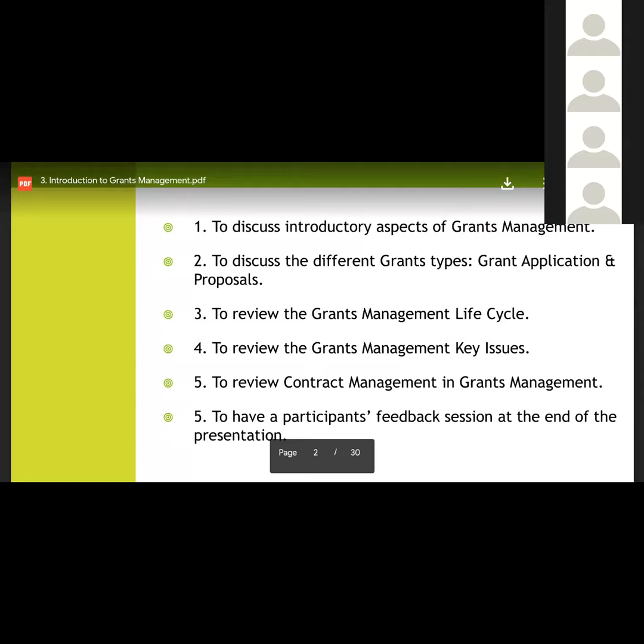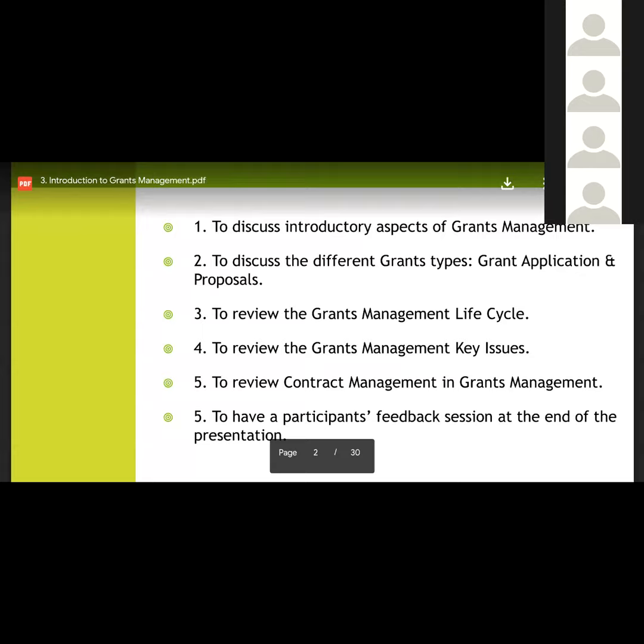So the next thing will be to review the grant management life cycle. That is, to make sure we understand what some of the critical phases in the grant management life cycle are. Then again, we will look at some key issues in grant management. So we'll review some of the issues that come up in the grant management process as well, to make sure we understand those things as much as possible.